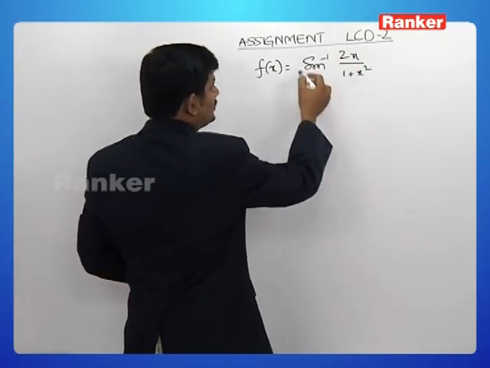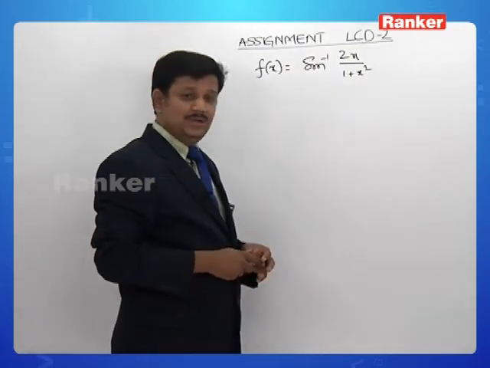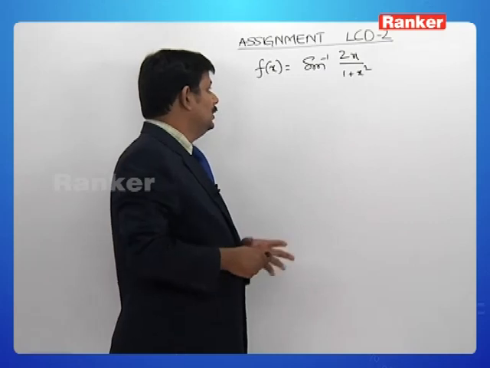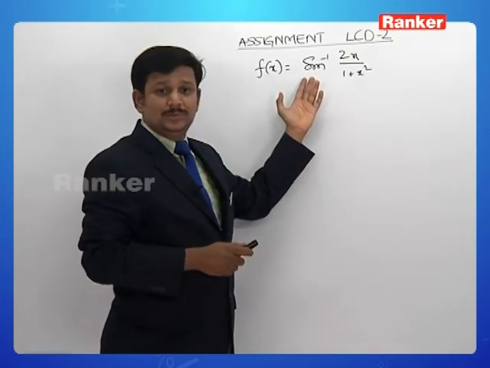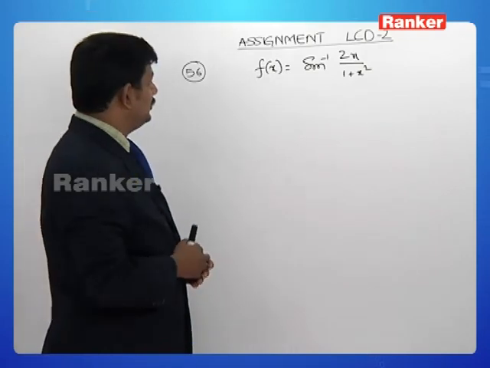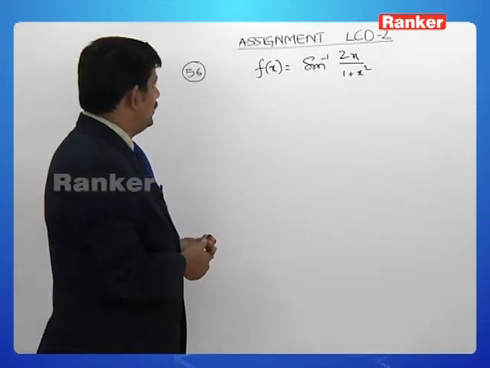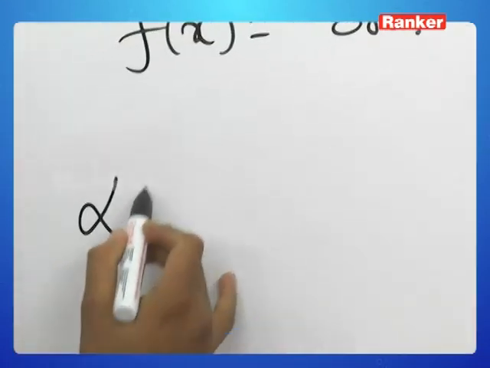The function is always continuous. Sin inverse x is continuous. 2x by 1 plus x square is continuous on R. Sin inverse is continuous in its domain. And 2x by 1 plus x square always lies between minus 1 and 1. So this function is continuous on R. Let us look at derivability at 1.